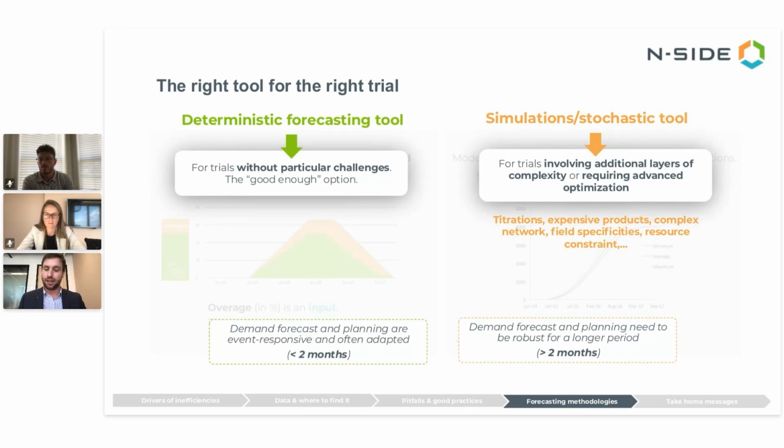Due to that, it means that you will have a more event-responsive tool, and you will adapt your forecast every month, every 2 months. On the right, you have the simulation, the stochastic tool, and that's what we recommend for the most complex trials or the most expensive trials. Most complex can mean because you have some titrations, because you have expensive products, or because you have some specificities, for example for oncological trials.